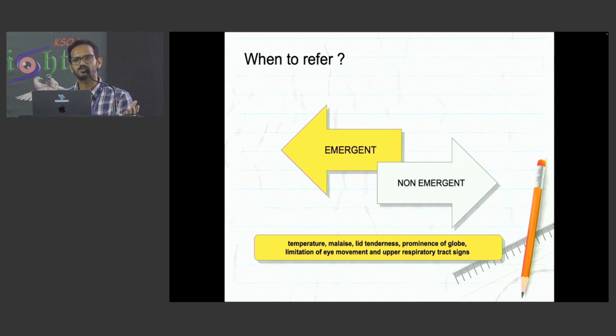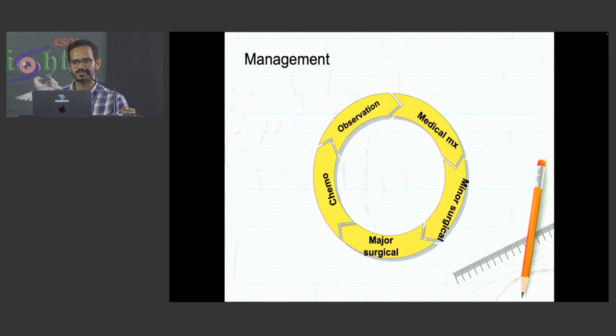And when you need to refer to a colleague, or when you need to refer to an oculoplastic surgeon, sometimes you will need to refer the patient to pediatrics, where we can admit the patient and give the IV antibiotics. Look if the kid is febrile, if he has malaise, if there is severe tenderness, if there is prominence of the globe, if there is any limitation of eye movements or respiratory tract signs, it can be orbital cellulitis which might need IV or parenteral antibiotics. So such cases are better to be referred on an emergent basis.